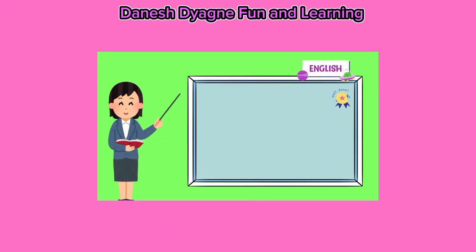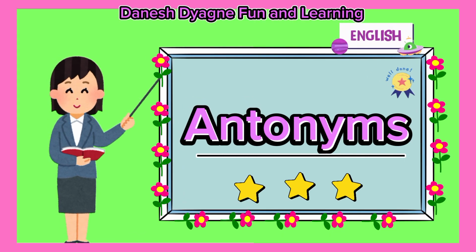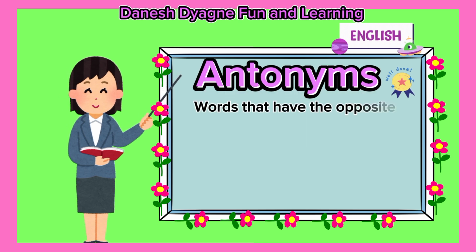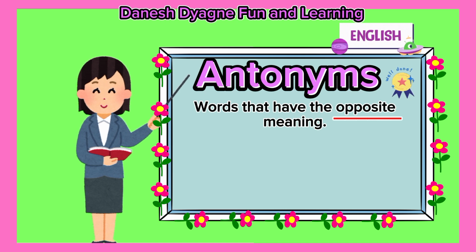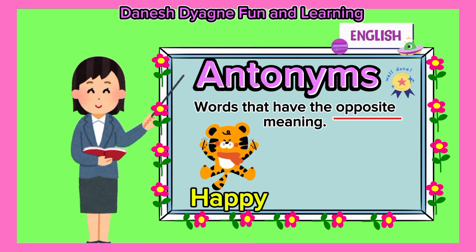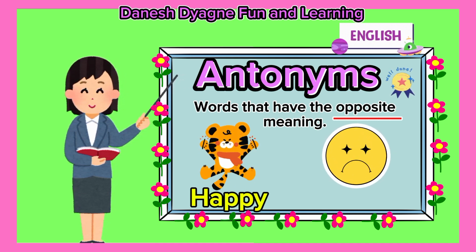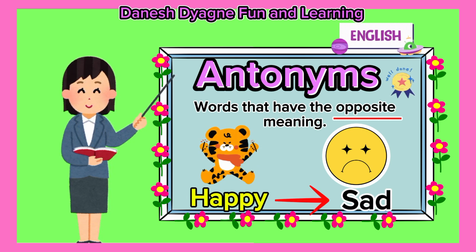For today's lesson, we are going to learn about antonyms. What is antonyms? Antonyms are the words that have the opposite meaning. For example, happy. What is the opposite of happy? Sad. So, happy and sad are antonyms.